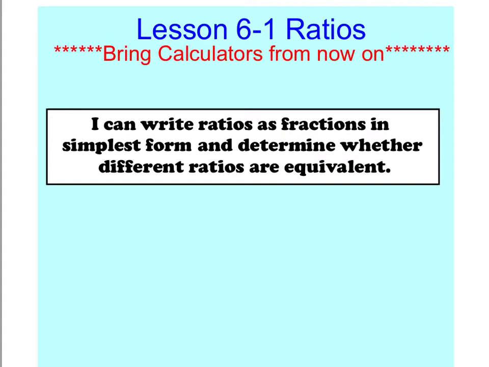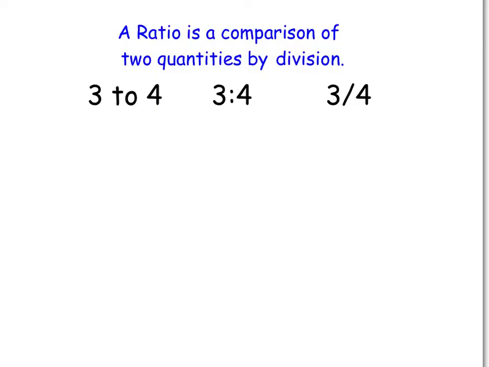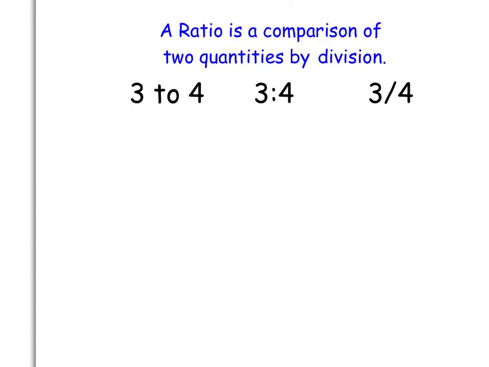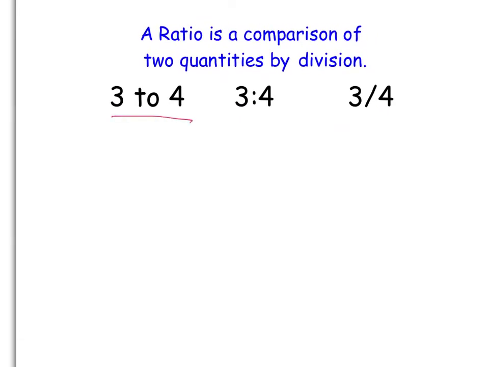Our goal today is I can write ratios as fractions in simplest form and determine whether different ratios are equivalent. These are ratios. A ratio is a comparison of two numbers or two quantities by division. This is how they're written: 3 to 4, 3:4, or 3/4. They're all read as 3 to 4.